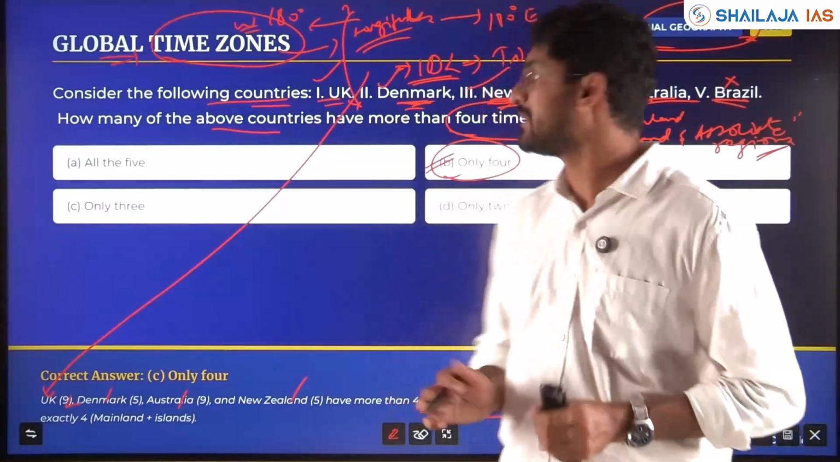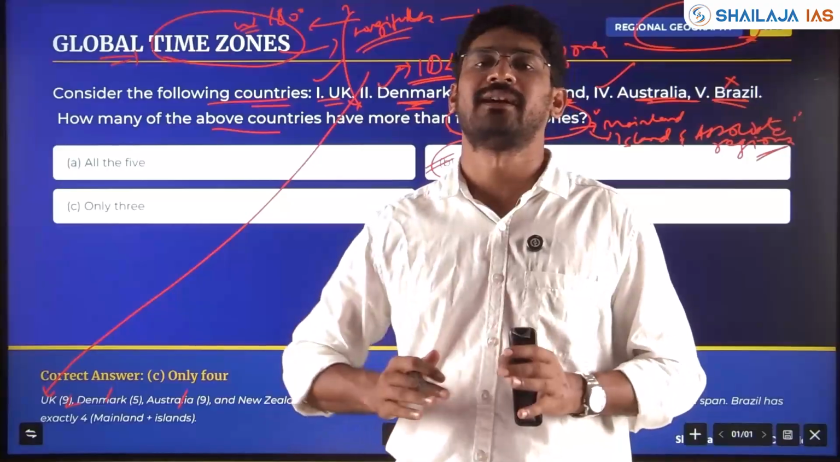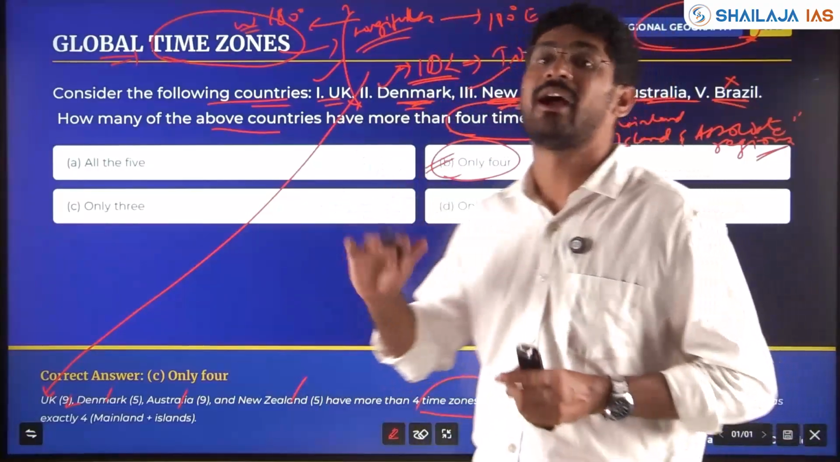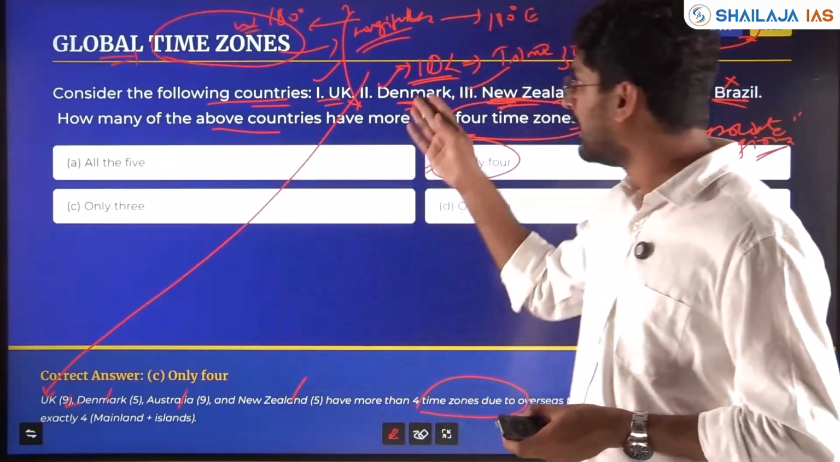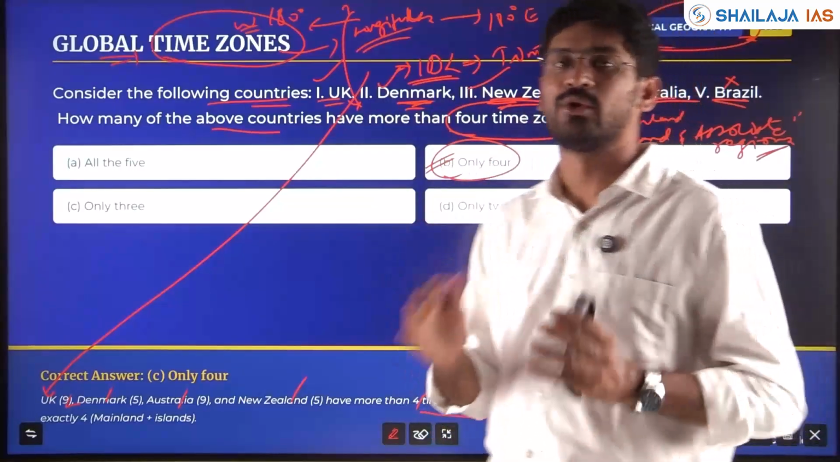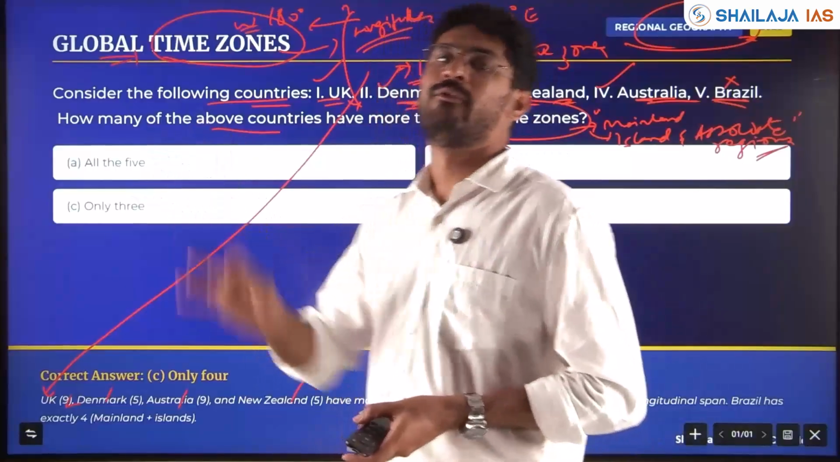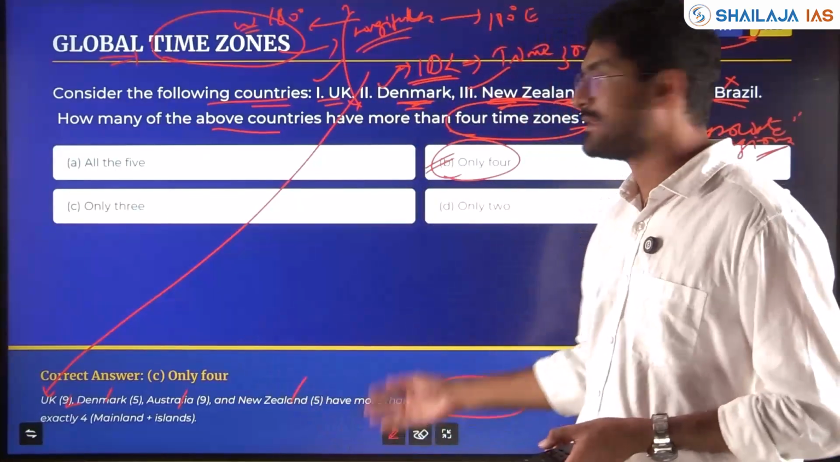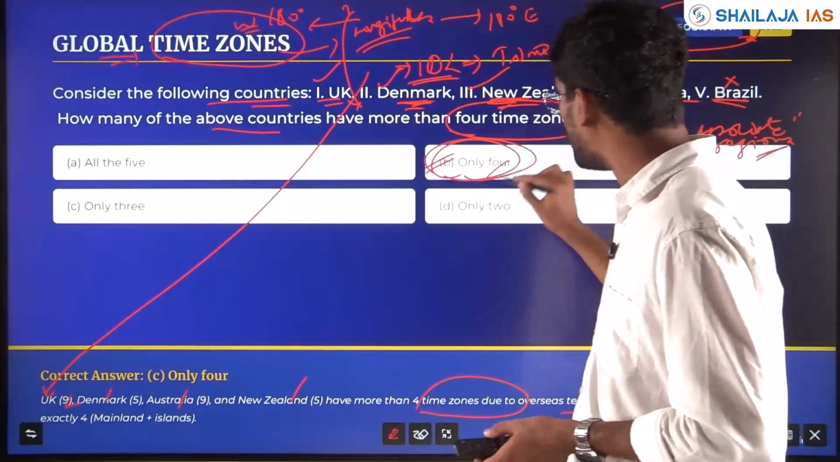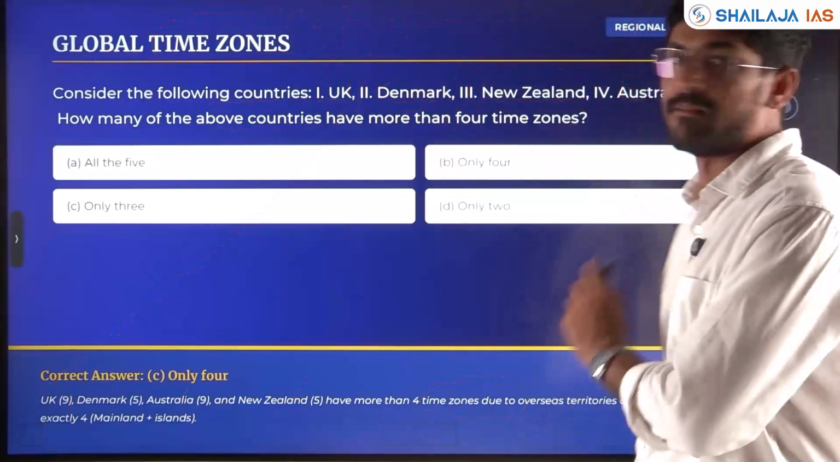So here the question should have mentioned the country with the associated territories and islands. Then the ambiguity would have been gone. However, if you consider the standard, UK, Denmark, New Zealand and Australia, including their islands and associated territories, have more than 4 time zones. Here is the answer given. So only 4 is the correct statement here. Asked in 2025, my friends.